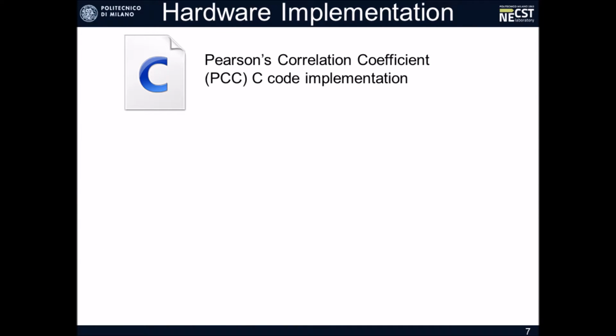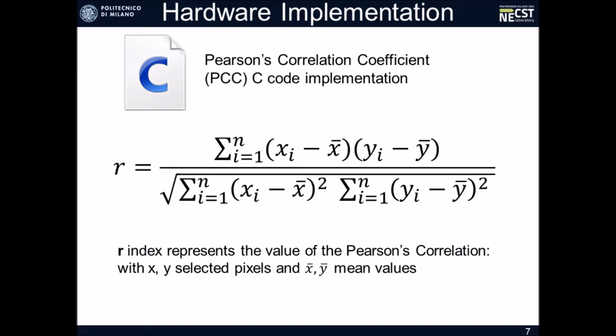We start from the C code implementation of the Pearson's correlation coefficient algorithm, PCC in short. Here's the coefficient formula. The R index represents the value of the Pearson's correlation. X and Y represent the selected pixels, while X bar and Y bar are the mean values.